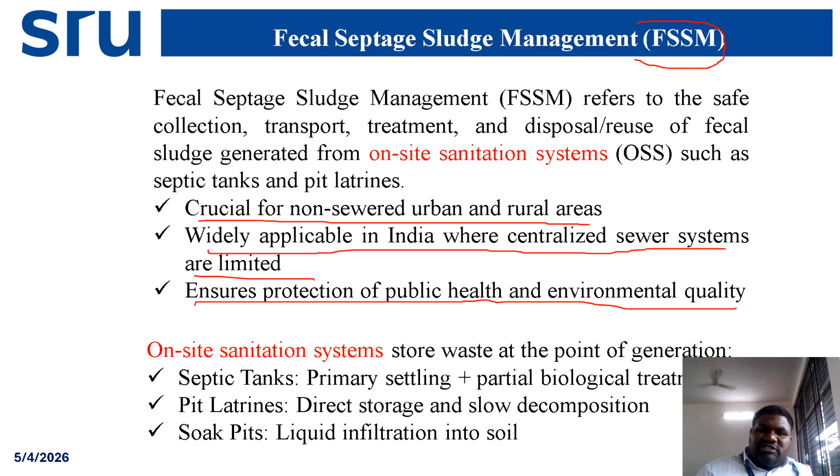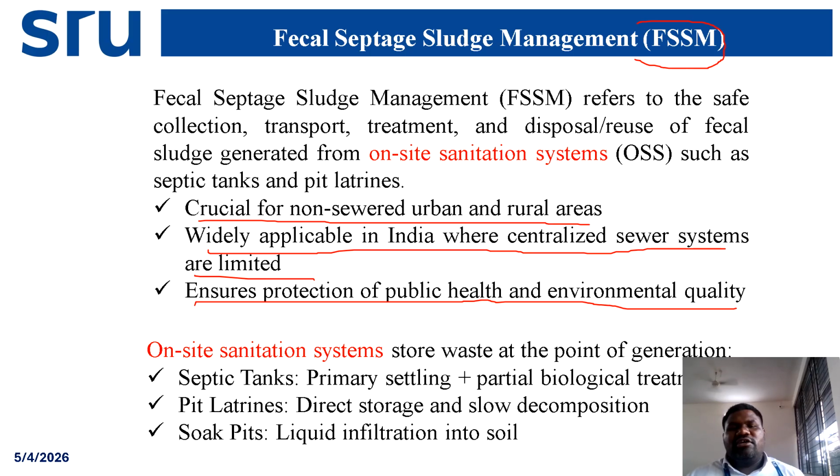Generally, what is an on-site sanitation system? It stores waste at the point of generation. One option is the septic tank, where primary settling takes place, as we already discussed in the previous lecture. The sludge generated from the septic tank is treated by biological treatment. Next, pit latrines, where direct storage and slow decomposition happen.